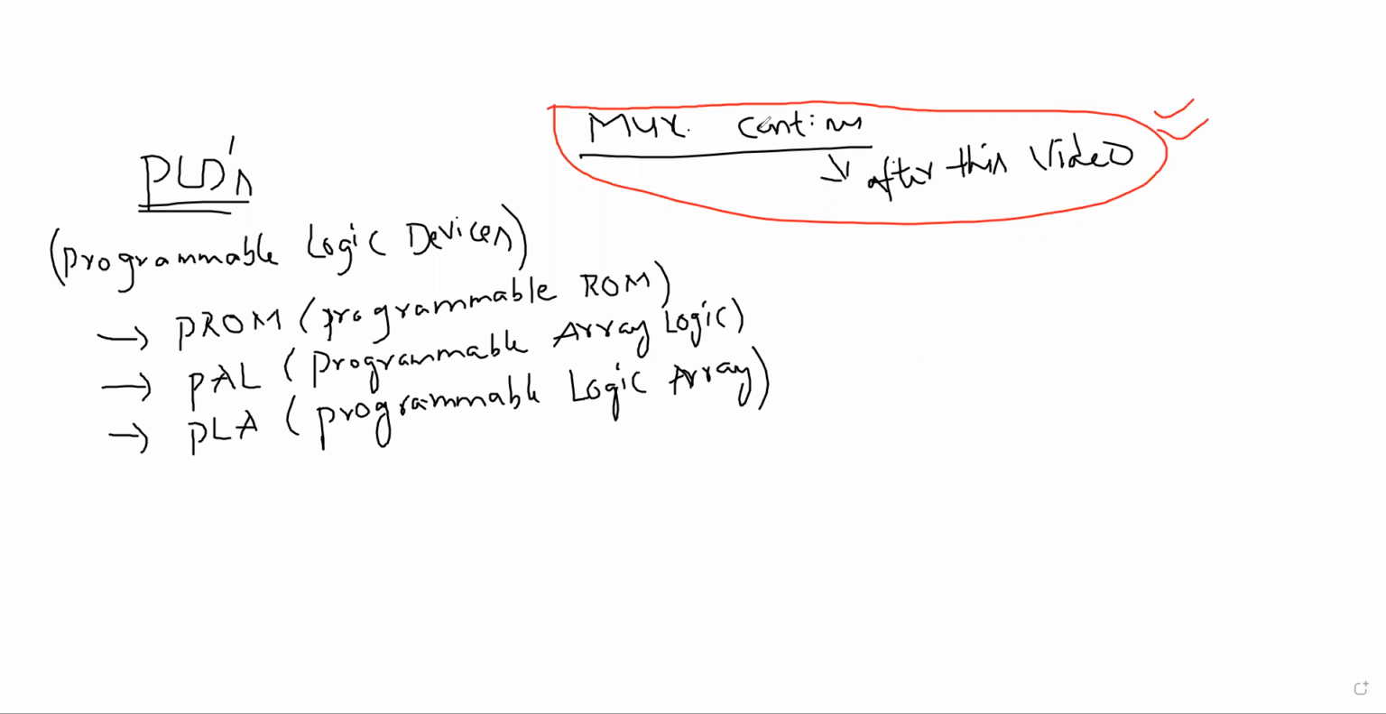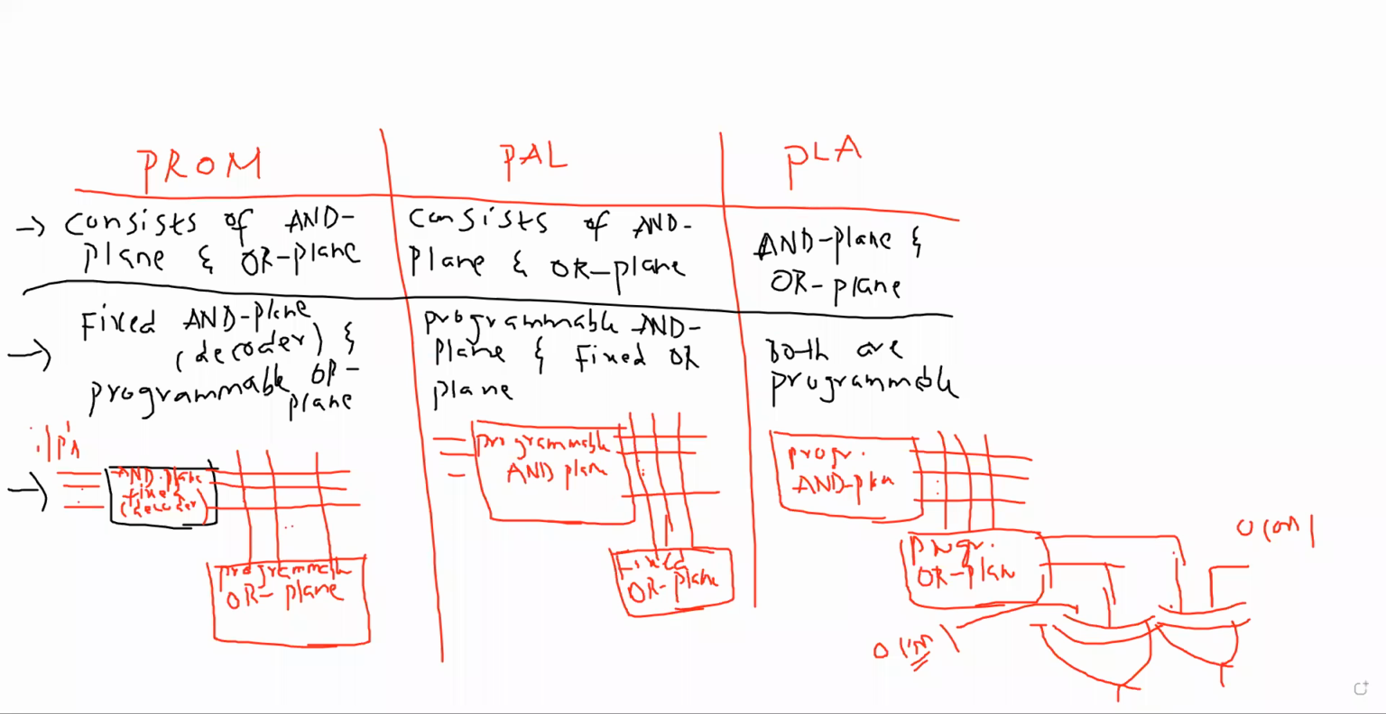Now, PLDs, programmable logic devices, are mainly categorized into three types: PROM, PAL and PLA. PROM stands for programmable read-only memory, PAL stands for programmable array logic, and PLA stands for programmable logic array. We will see the comparison between PAL, PROM and PLA.